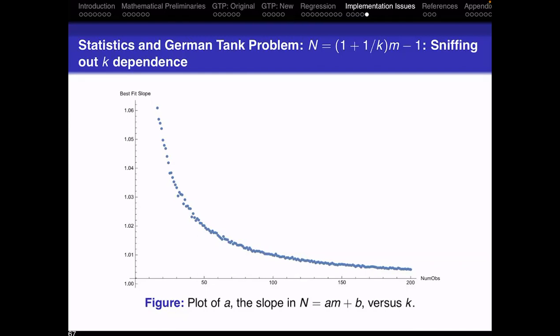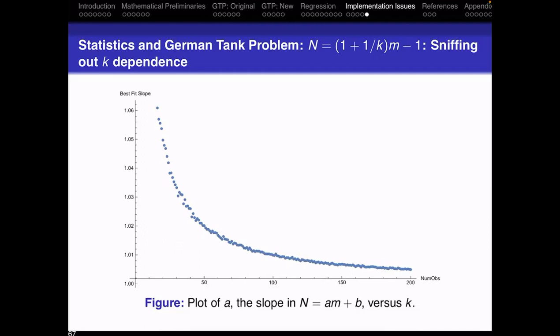Well, that's reasonable because we know it has to be at least 1 times m. Does this look like it might be 1 plus 1 over k? Could be. What should we do to try to understand this? Take the log. Now, before we take the log, rather than looking at the best fit slope, what might we want to look at instead? Yeah, the best fit slope minus 1. If there's some known behavior, subtract off the known behavior and then analyze what's left over.